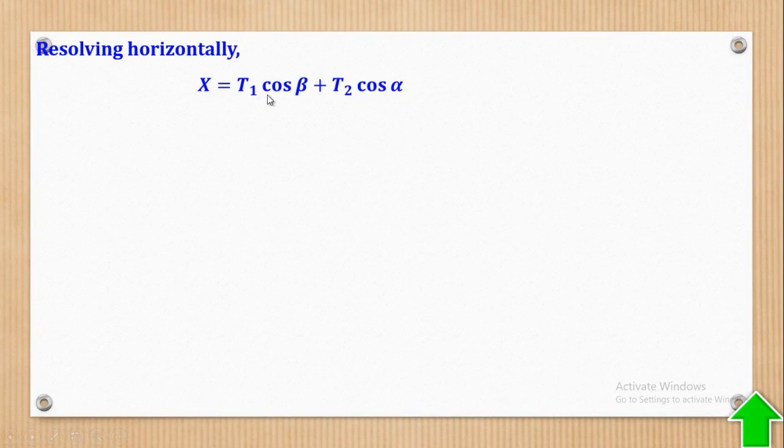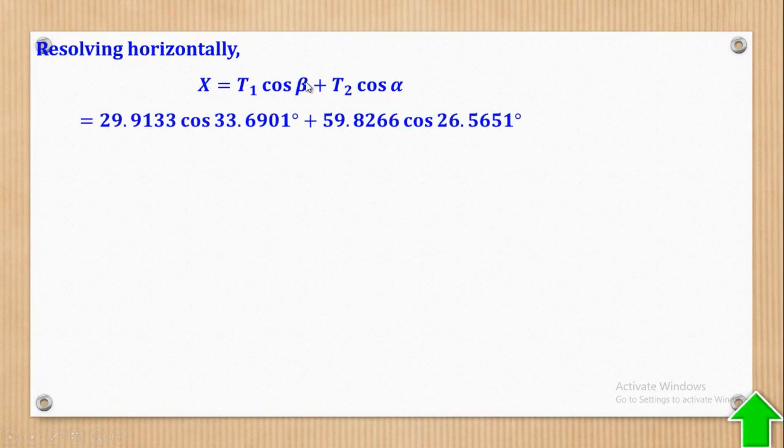So that is where this statement is coming from. Now next is to substitute for T1, beta, T2 and alpha. So when I simplify, I'll come up with capital X being equal to 78.3999 newtons. So now that I've got the value of capital X and capital Y, I can come and get the reaction at the hinge, or the resultant force at the hinge.